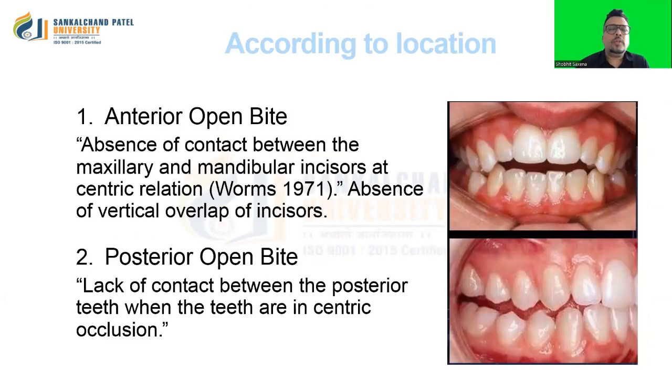Now first we'll see according to the location, anterior open bite. Anterior open bite is nothing but absence of contact between the maxillary and the mandibular incisors in centric relation. Or in better terms, we can say that it is an absence of the vertical overlap of the incisors. Whereas when there is a lack of contact between the posterior teeth, it is termed a posterior open bite.